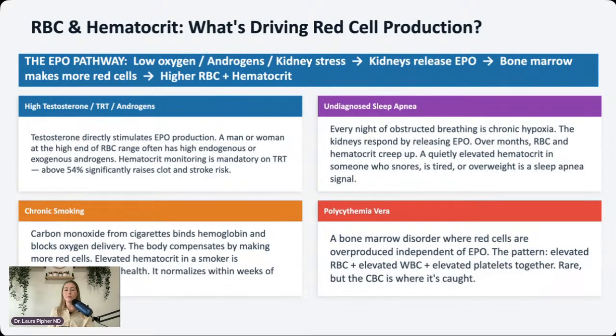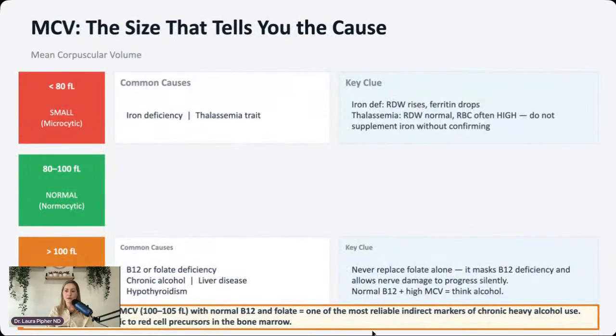This is more rare, but again, this can lead us to different patterns. And then we look at MCV. So this is the mean corpuscular volume, and this is also known as the size of the red blood cells. So MCV measures how big your red blood cells are, and the size turns out to be a really useful clue. So small red cells almost always mean an iron deficiency.